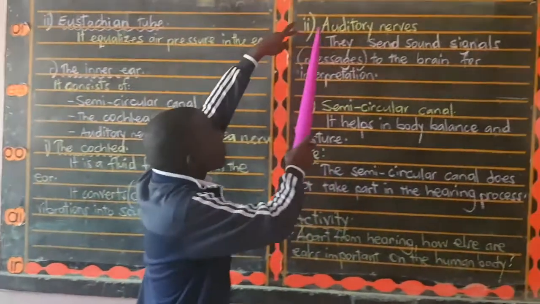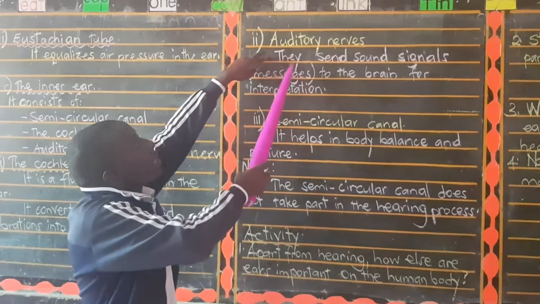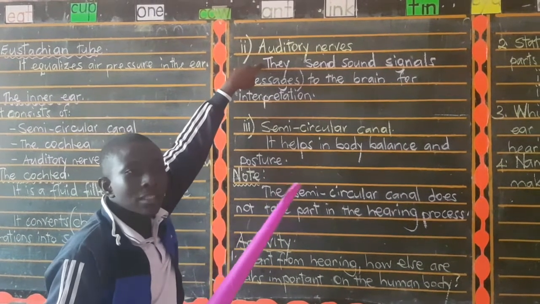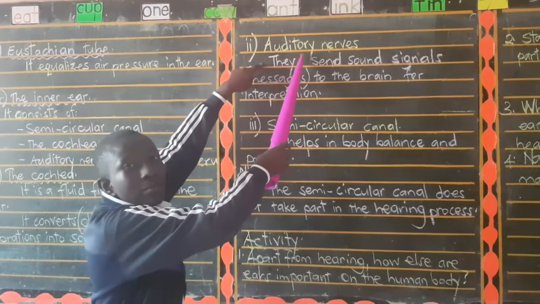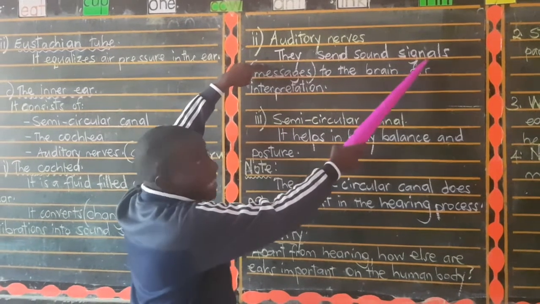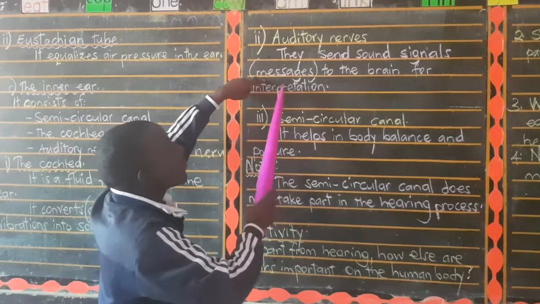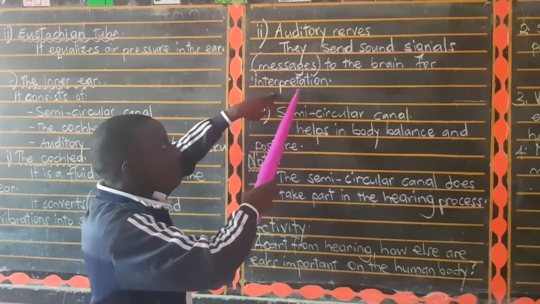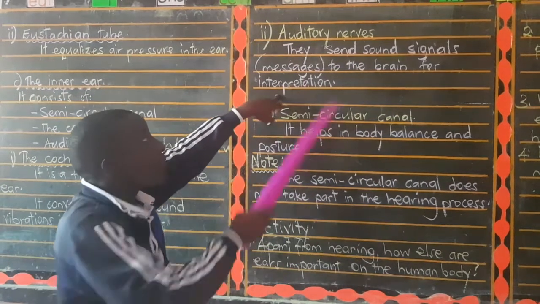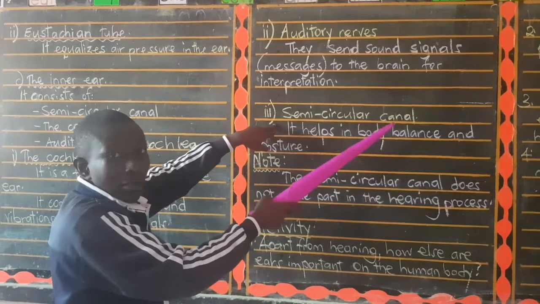Another one is the auditory nerves. I told you these are sometimes called cochlear nerves. After the cochlea has converted sound vibrations into signals, these nerves transmit those signals to the brain for interpretation. They send sound signals or messages to the brain for interpretation. Which part of the ear sends sound signals to the brain for interpretation? Auditory nerves.